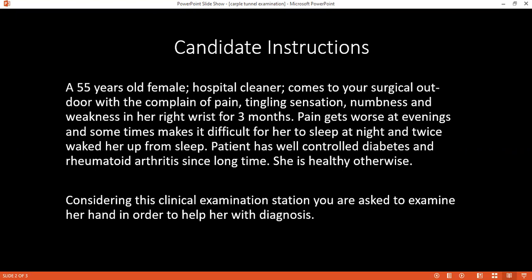Then I will ask the patient, now I will feel your hands. If you feel any pain, let me know. Then I will start by feeling the temperature of both hands from distal to proximal, comparing both sides. Then I will feel the pulse in both hands. After that, I will detect any tenderness.